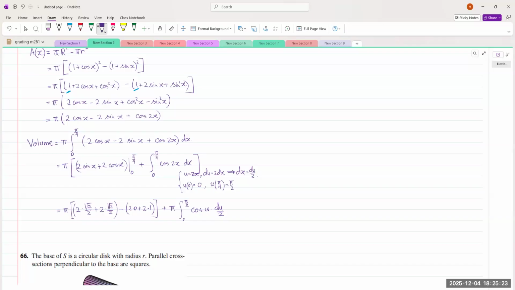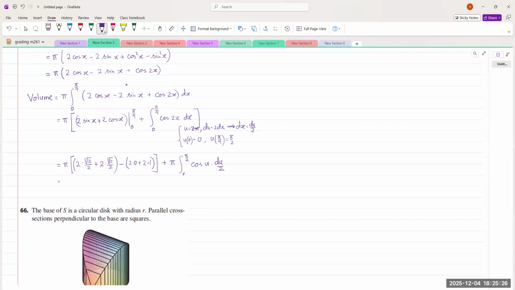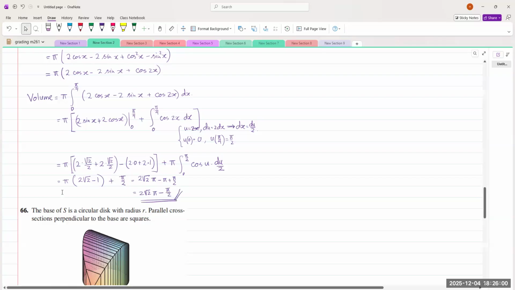Okay, long time no see, huh? So then here we will get pi times 2 square root of 2 minus 1 plus this part, which is pi over 2. Actually, if you integrate that, you will get 1. So this is 2 radical 2 times pi minus pi plus pi over 2. It should be 2 radical 2 pi minus pi over 2. So that's the volume of the solid.